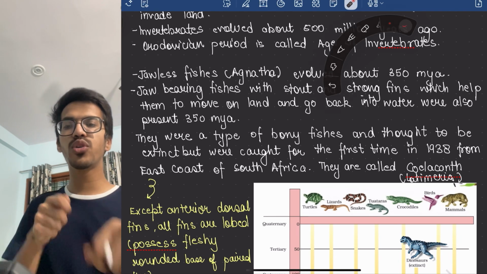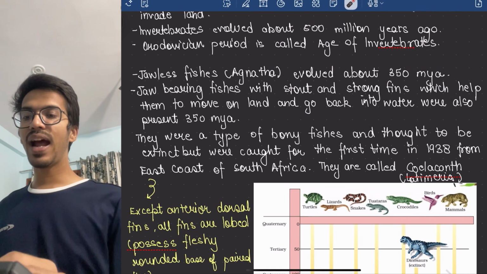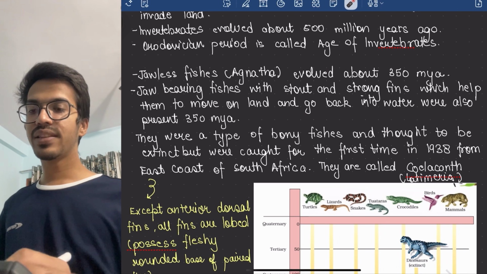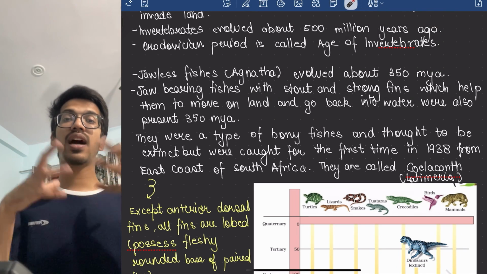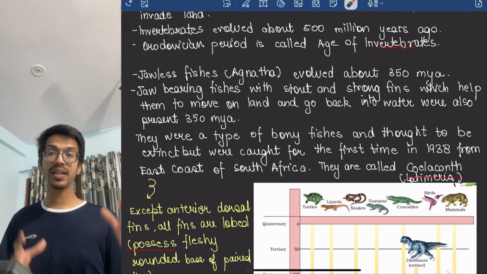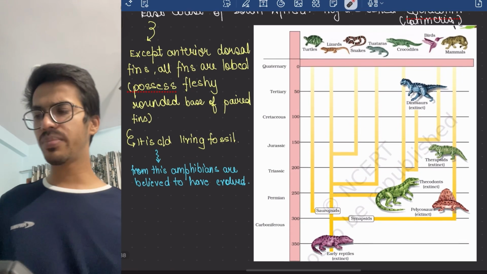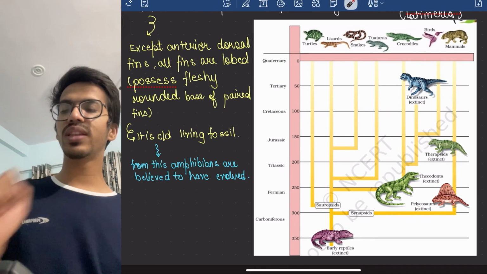So they come onto the land, and as they come on the land, since they are able to walk but slower, they later become the prey of other animals, so they go back again. They're not much helpful to them. But yes, they were believed to be the first ones who came on the land.